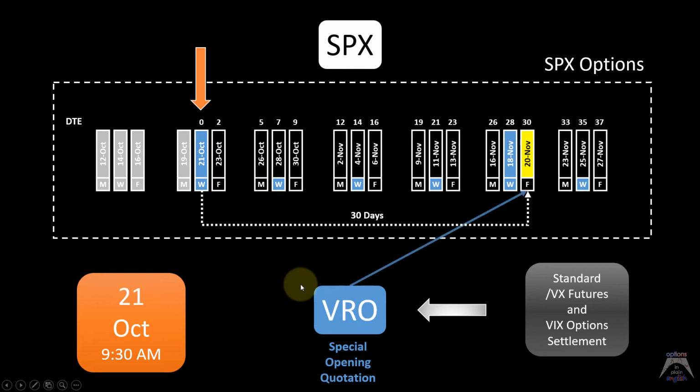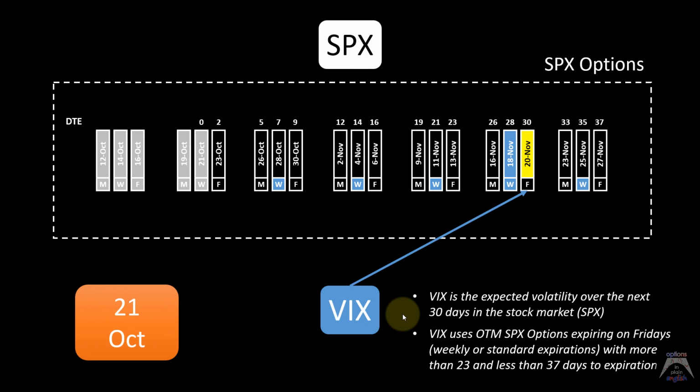And then the same thing happens. The VRO is only going to use one single expiration because we're exactly 30 days away. So you can get the volatility for 30 days if you have an expiration with 30 days. So it only uses one based on trade price, and you get the VRO. Now, after you get the VRO, that's the number that these futures and these options are going to be settled to.